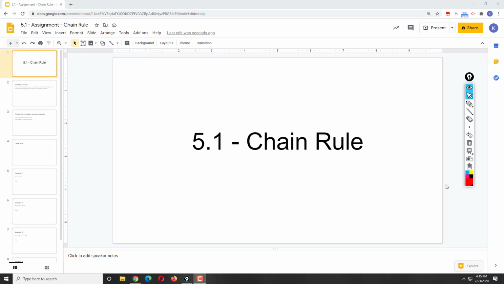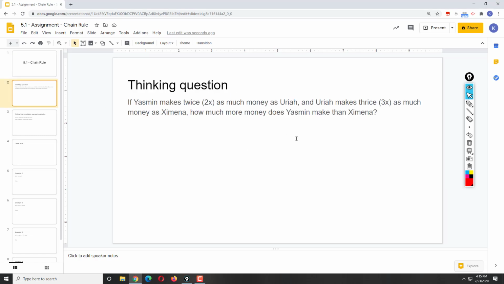Welcome to Unit 5. In this unit, we will learn more differentiation techniques. That means that we'll look at more shortcuts so that we can calculate derivatives more quickly. This is Unit 5, Lesson 1, Chain Rule. To understand chain rule, let's look at this thinking question.